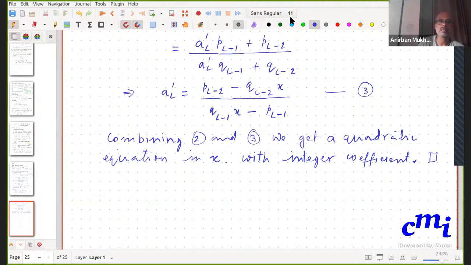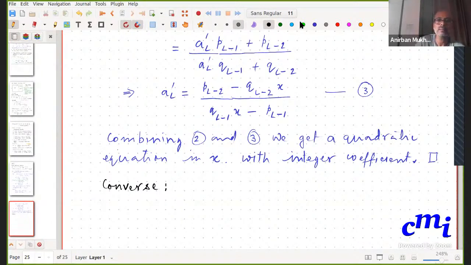So what should be the converse? What we proved is that if we start with a periodic continued fraction, then it satisfies a quadratic equation with integer coefficients, so it is a quadratic surd. And the other direction is that if you have a quadratic surd, then its continued fraction expansion is periodic.